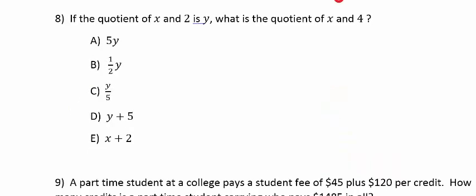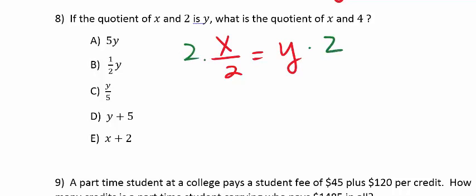The quotient of x and 2 is y, so the quotient means division. So x divided by 2 is going to equal y. We have to get x alone, and we do that by multiplying both sides by 2. These 2's go away, and x is going to equal y times 2, which is just 2y. Now we want to know what the quotient of x and 4 is.